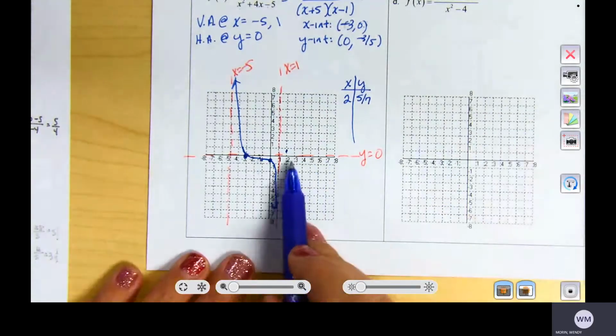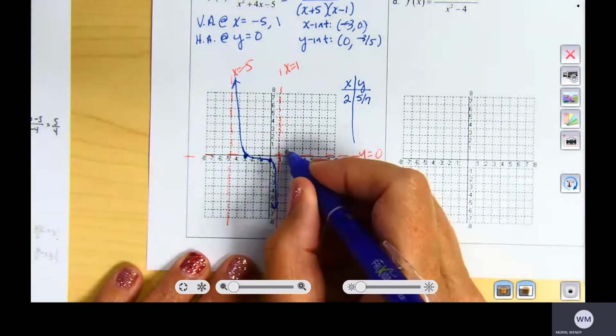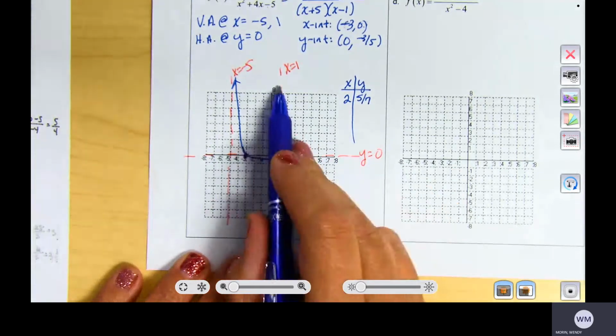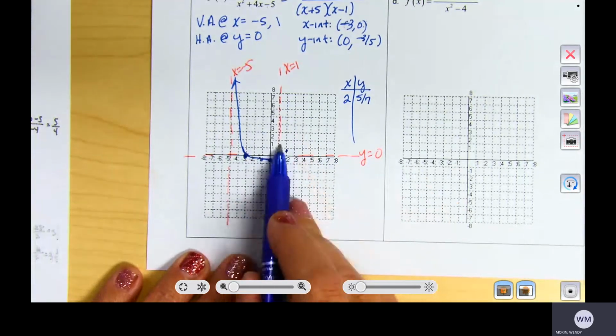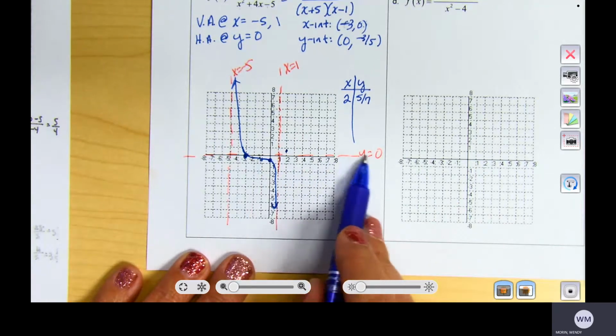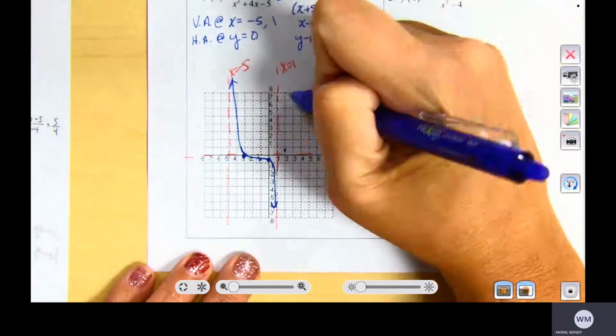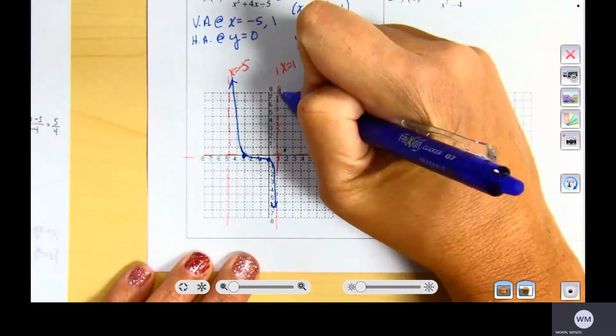This is a horizontal asymptote, right? So I know it goes through this. I know it has to approach the vertical asymptote. And I know that the end behavior is going to approach this. So I can plug in some more points, but I don't think I need to.